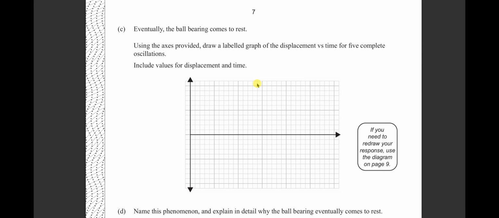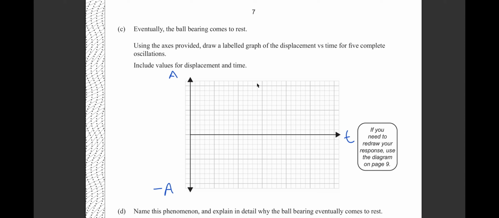Now let's do part C. Eventually the ball bearing comes to rest. Using the axes provided, provide a labeled graph of the displacement versus time. So this is going to be time. Let's start at positive maximum displacement, A.